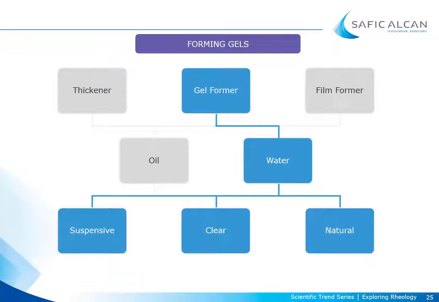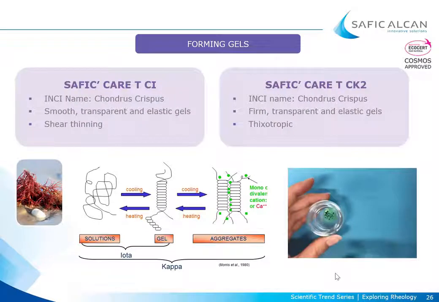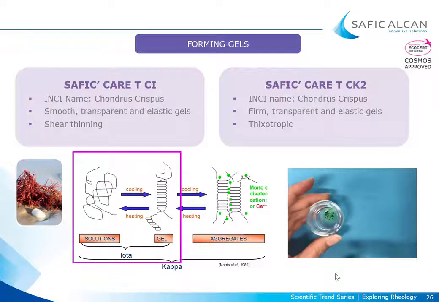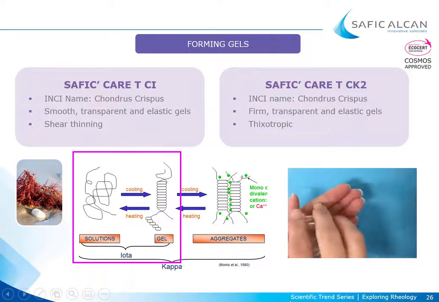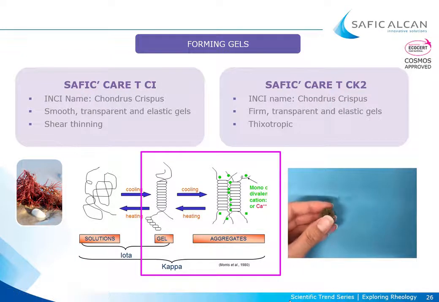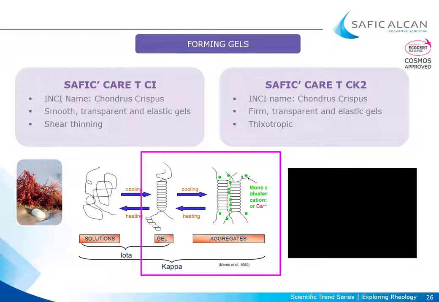Let's now pursue our journey with exploring the world of gels. We form gels when there are strong interactions between the polymer molecules. Well, this is the case with the Safic-Care TC range. These are carrageenans, which are extracted from red algae. When we have weak interaction, like with iota carrageenans, we make smooth and elastic gels. On the contrary, with kappa carrageenans, we make strong gel thanks to a very effective interaction between polymer strands.